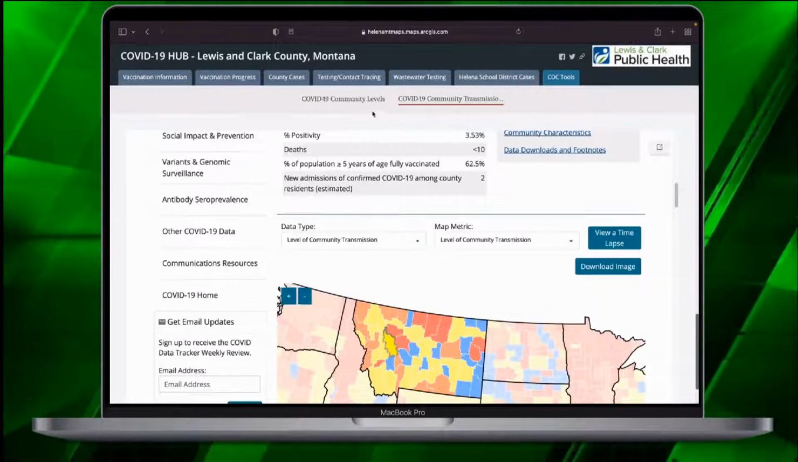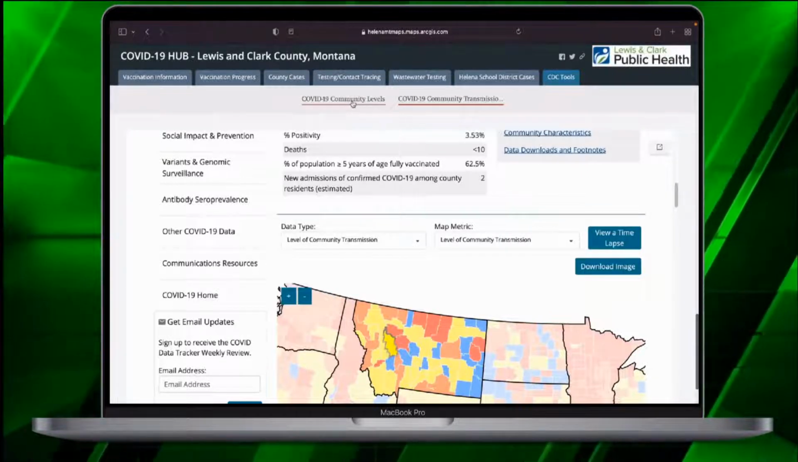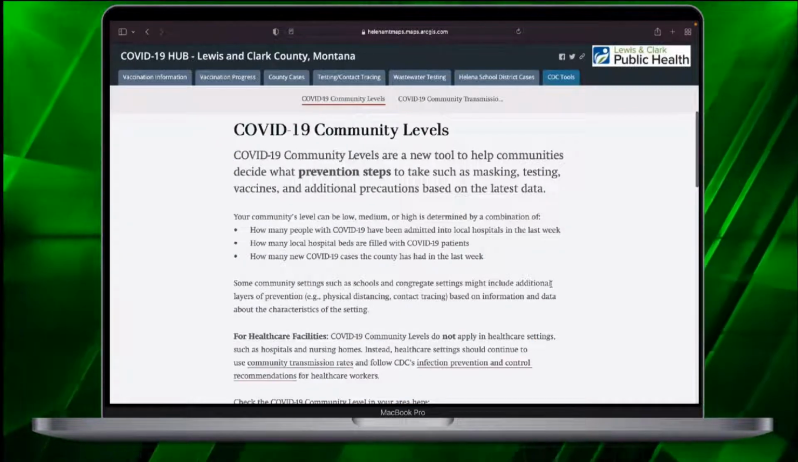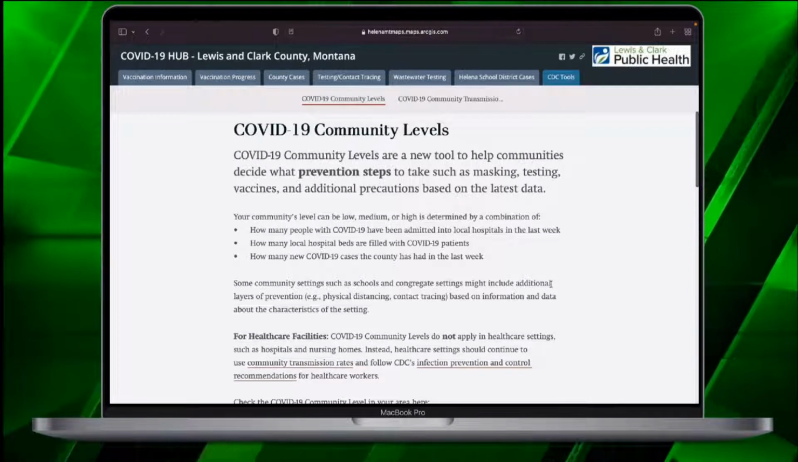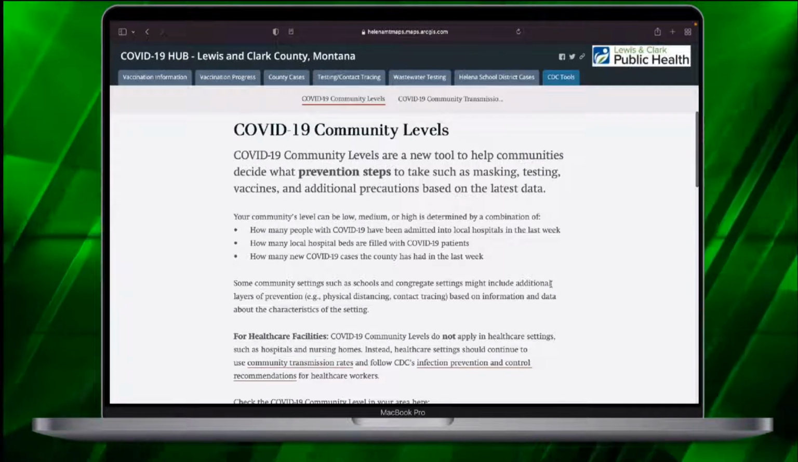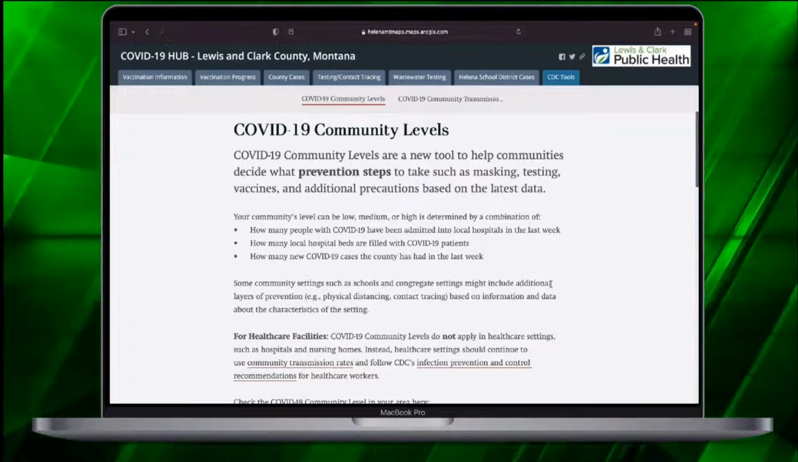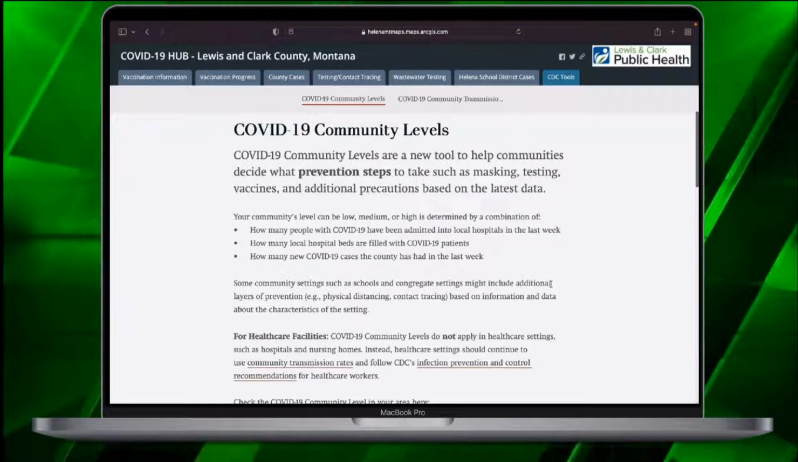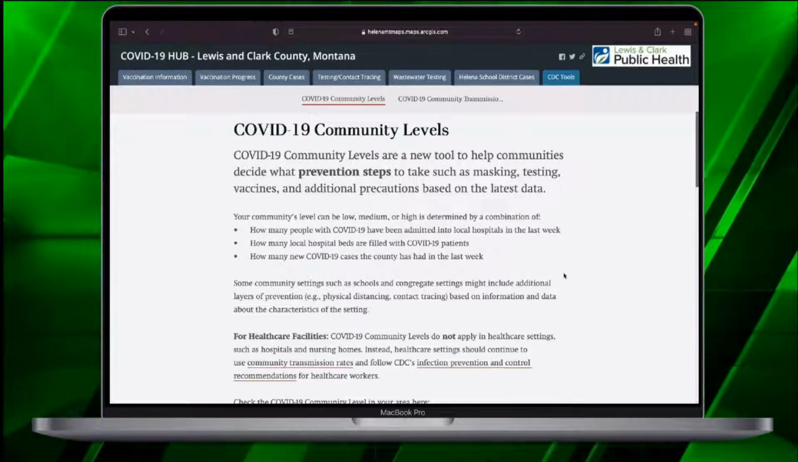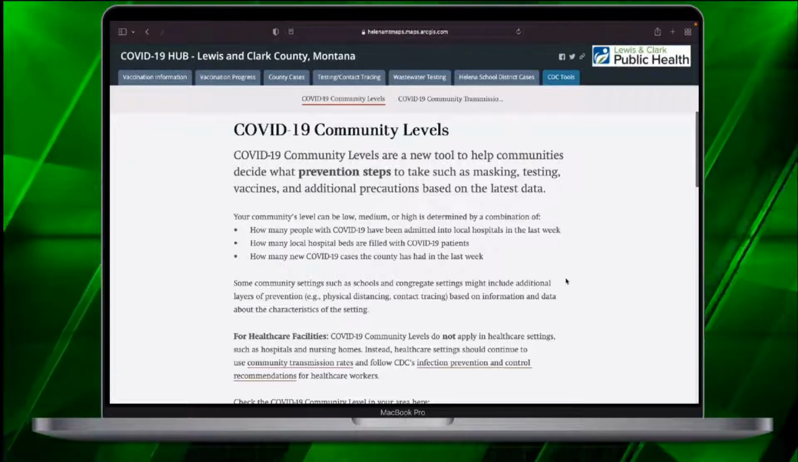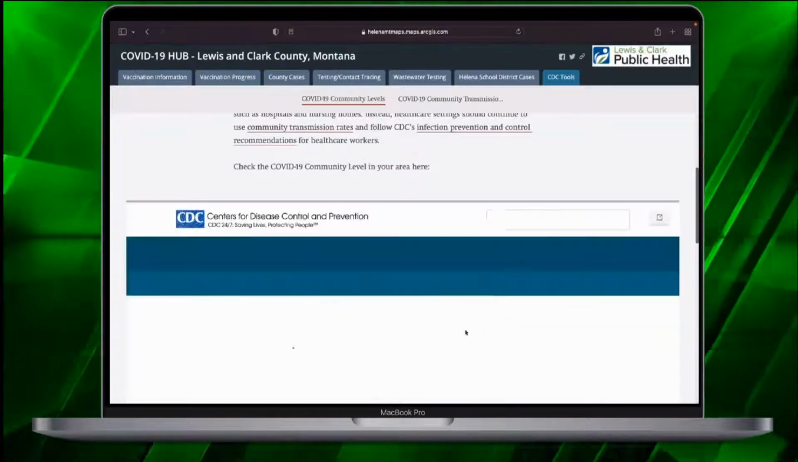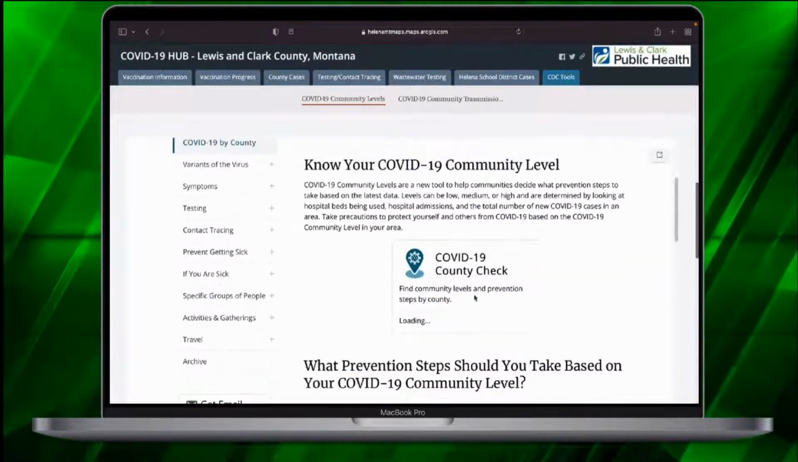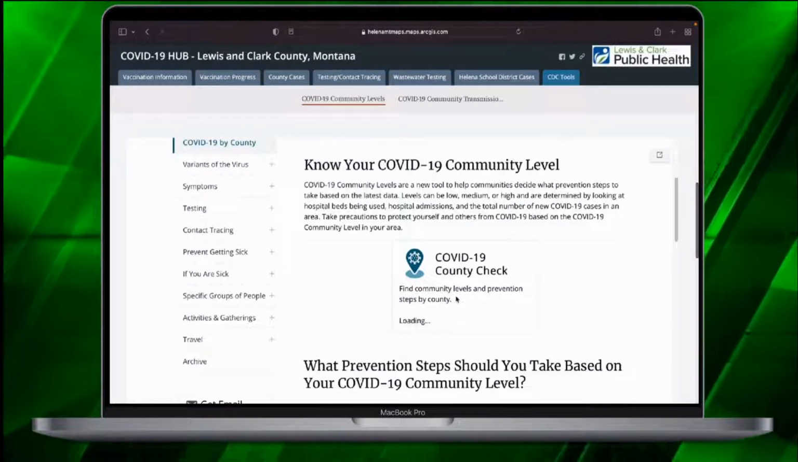Okay, so we're going to head back over to the community levels tab right here. Community levels is a prevention step tool. It takes into account how many local hospital beds are filled, how many people have been admitted to local hospitals, and how many new COVID-19 cases we've had in the last week. So you're going to scroll down here, click in here to interact, and we're loading the tool right here.